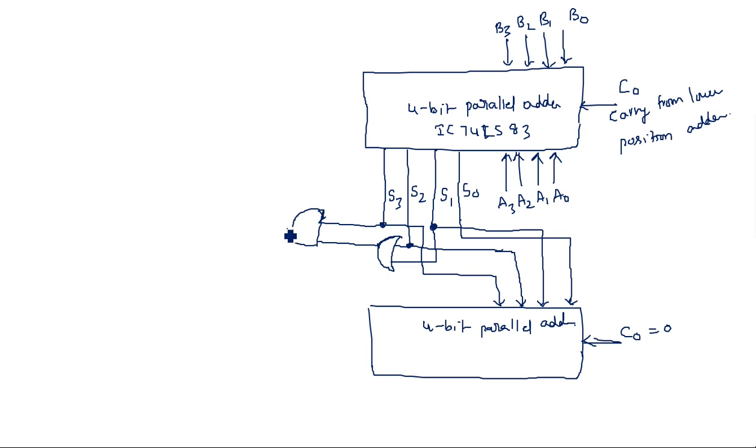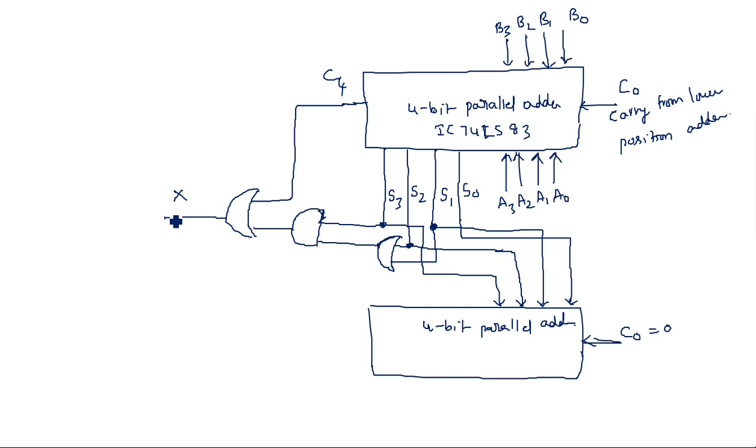Now the output of this one should again be ORed with the carry. If any carry is generated after the 4-bit addition, then also we can say that it is greater than 9. So this is the carry, which is C4. The output of this one is X.